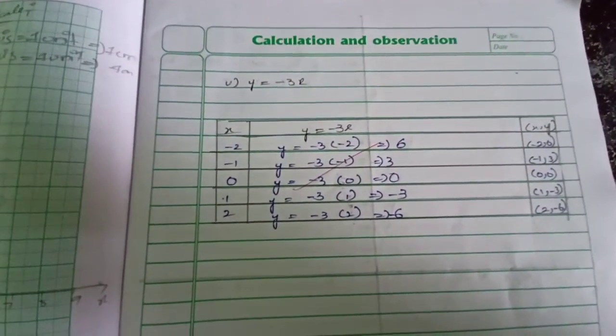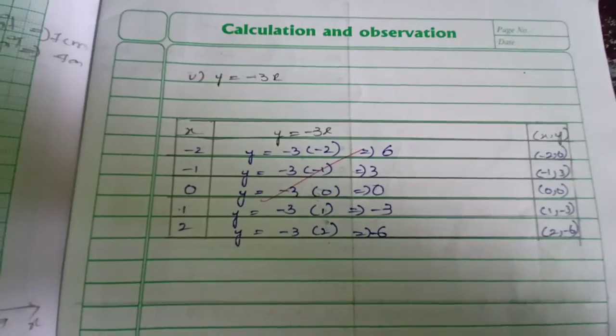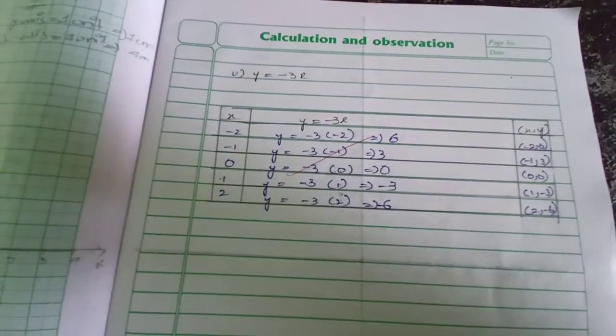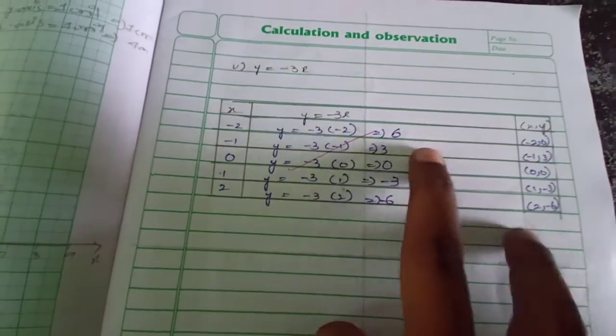Here, y equal to minus 3x. Same. How to make these solutions we have learned in 6.2. In 6.2 we have learned how to make the solutions. So simple. The graphs you can see clearly.